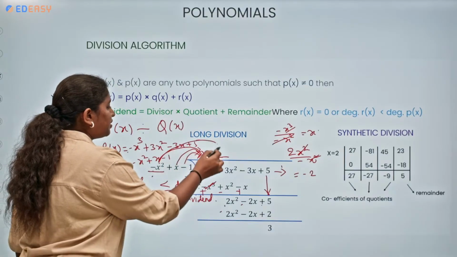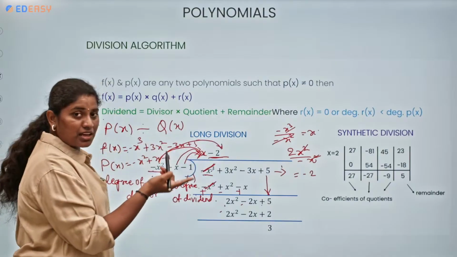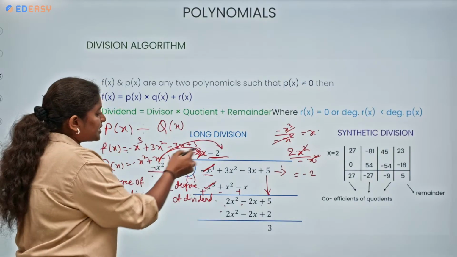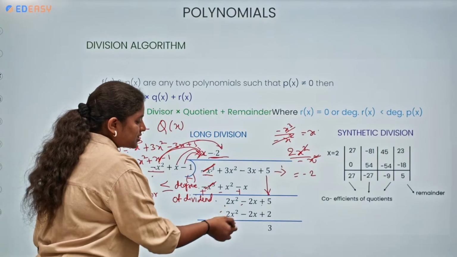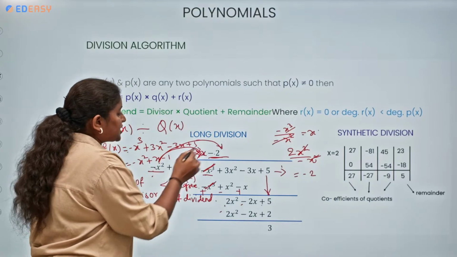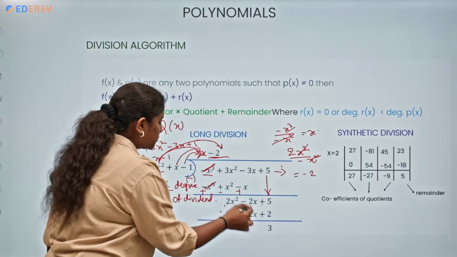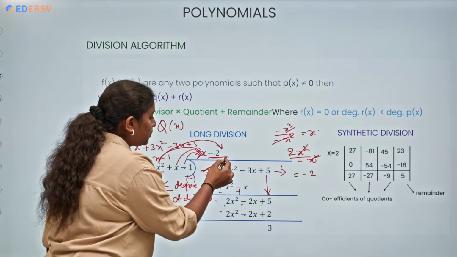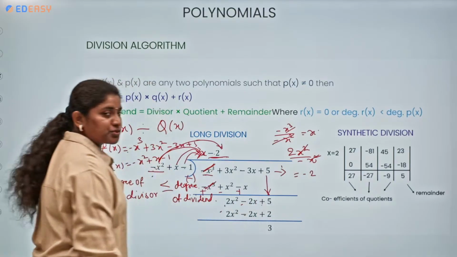Multiply each and every term of your divisor with the second term. So minus x square into minus 2 plus 2x square, and next plus x into minus 2 minus 2x, minus 1 into minus 2, so that becomes your plus 2.